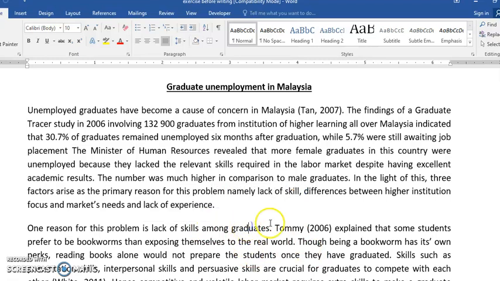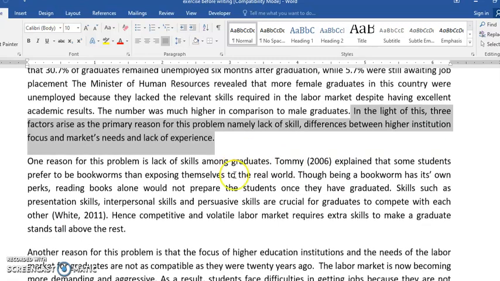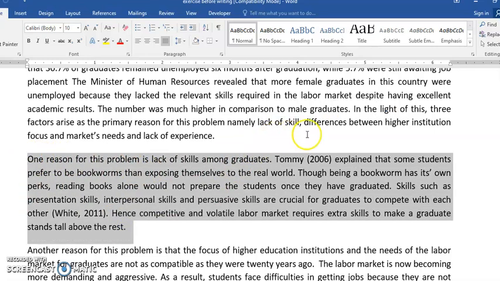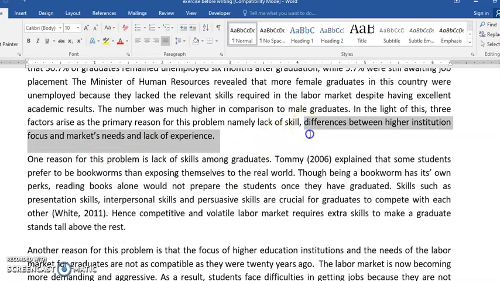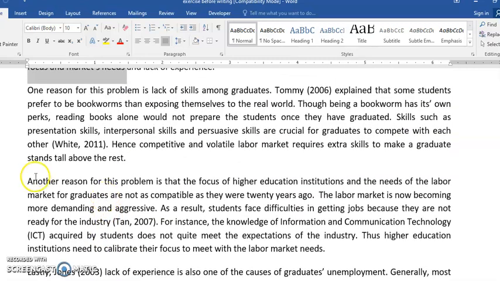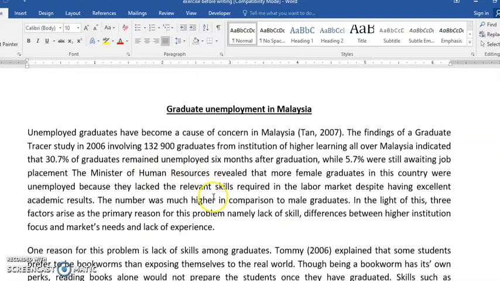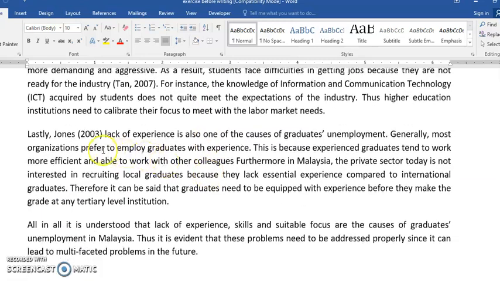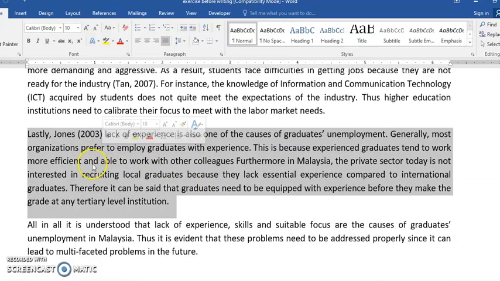So basically, when you find the thesis statement, when you read the thesis statement, you would understand, oh, this text, this essay will be talking about this. So let's just say you would like to read more about lack of skill. You will go to the first body paragraph. If you would like to read about differences between higher institution focus and market's needs, you go to the second body paragraph. And if you would like to read about lack of experience, you go to the third body paragraph.